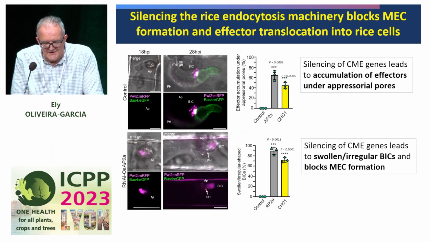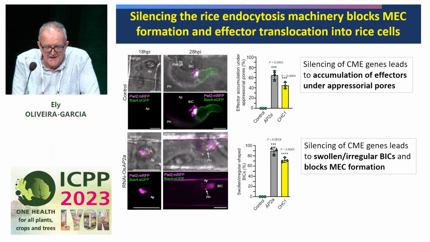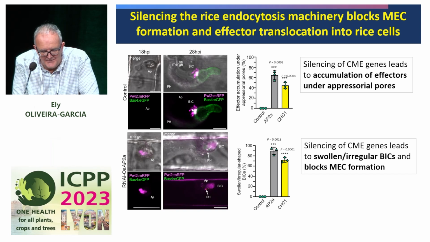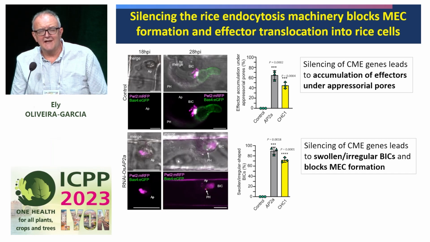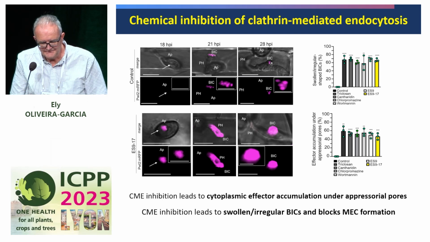When we look at the MEC formation, the formation of these membranous effector compartments, it's significantly reduced compared to the control. So here's the control. You can see lots of those MECs around the BIC, but now we get swollen BIC structures, and very few of those membranous effector compartments are visible around the BIC structure. So we get swollen irregular BICs, and it seems to block formation of those vesicle structures.